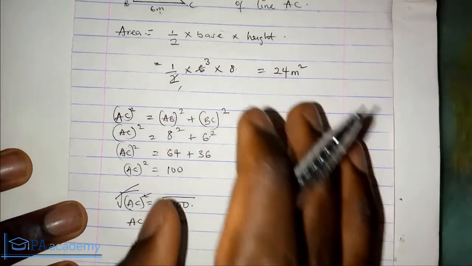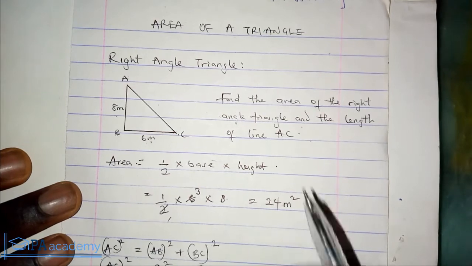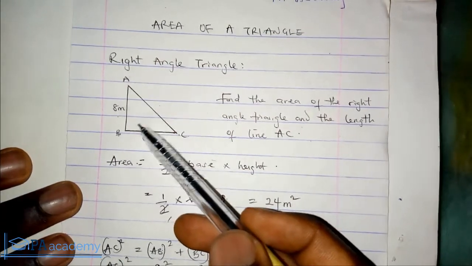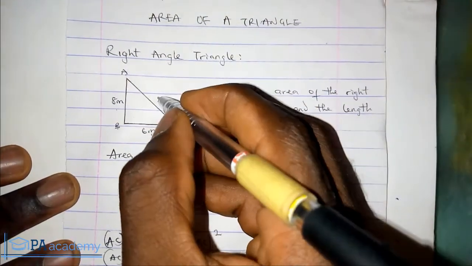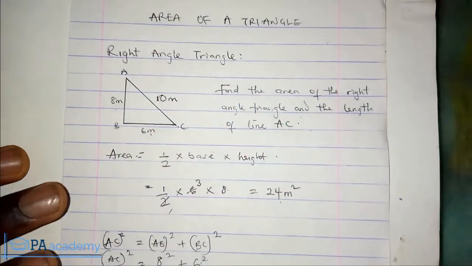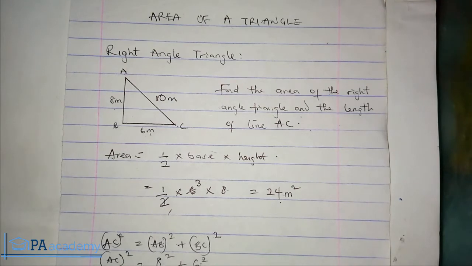So that's the solution. We've been able to solve this question. That means for this particular question, the area is 24, and then the length of AC is what? Is 10 meter. So that is it on right angle triangle.